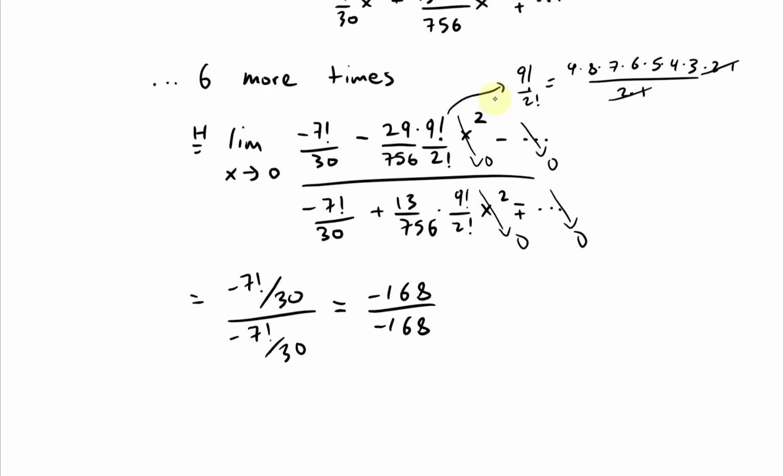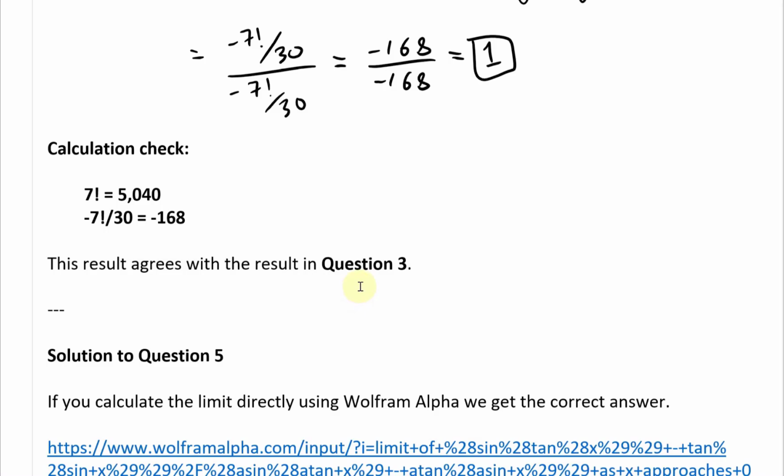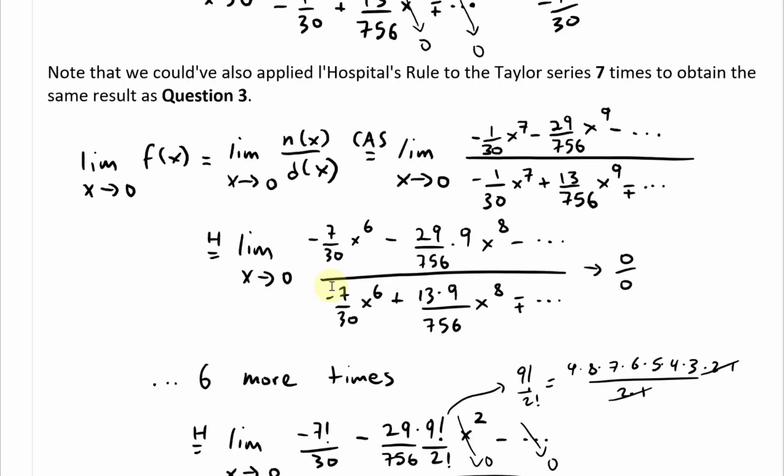So this is exactly what we get. So circle this out like that. Don't circle that until we get the answers. This equals 1, and this is exactly the same thing as our solution to question 3. If you do a calculation check, 7 factorial equals 5040, and you get negative 7 factorial divided by 30, we get this negative 168. So this result agrees with the result in question 3, which had the exact same one.